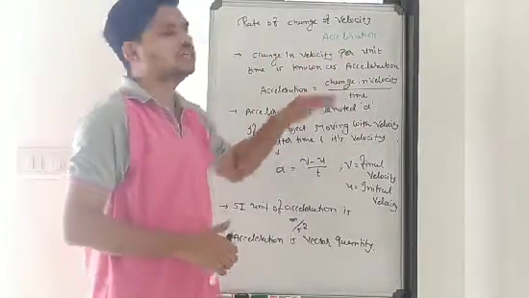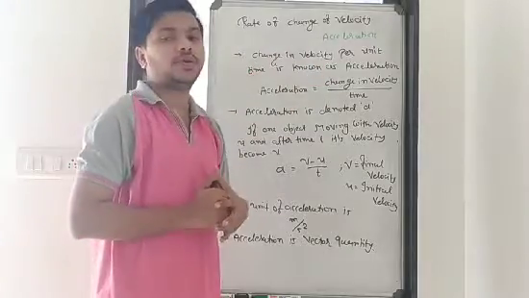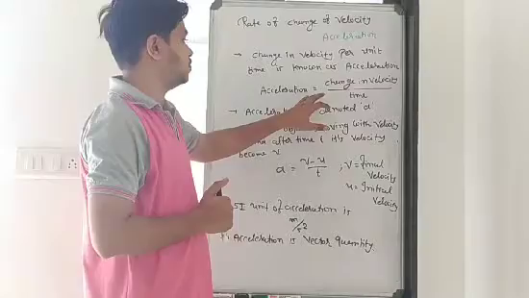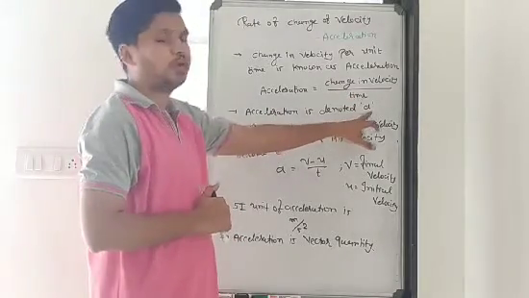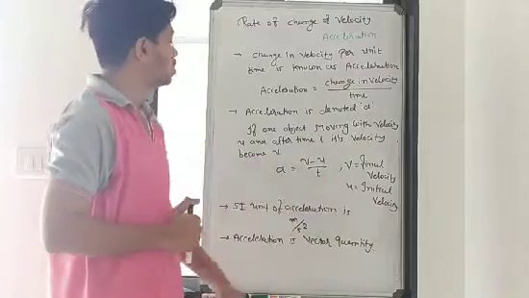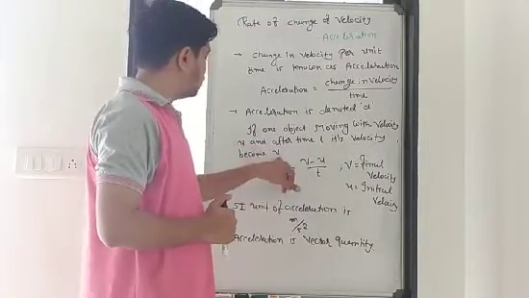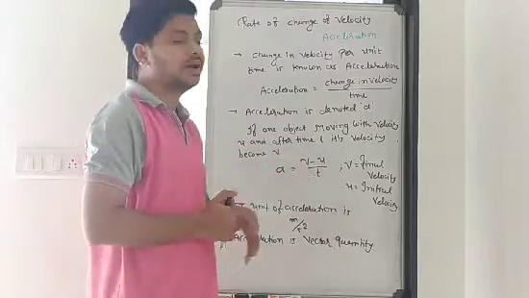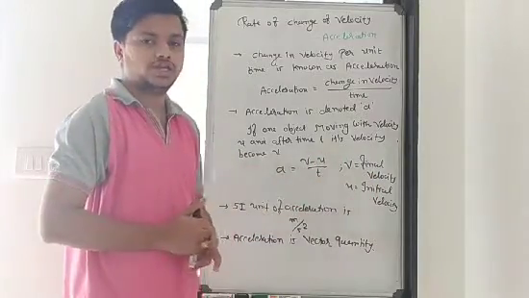First of all, the rate of change of velocity, or change in velocity per unit time, is known as acceleration. According to it, acceleration is equal to change in velocity by time. Acceleration is denoted by A. If we take the initial velocity as U and the final one is V, and for changing this velocity the time is T, then A is equal to (V minus U) by T, where V is the final velocity and U is the initial velocity.